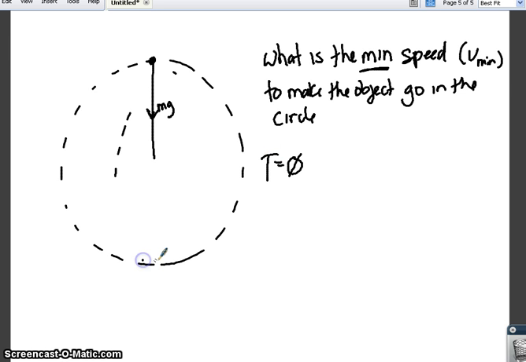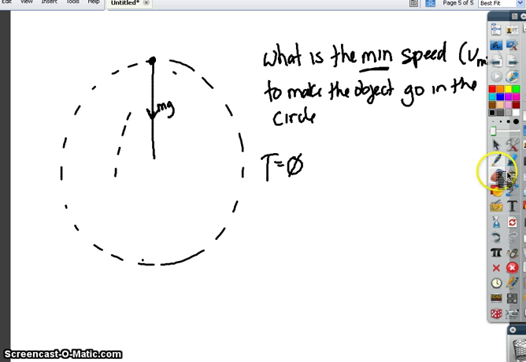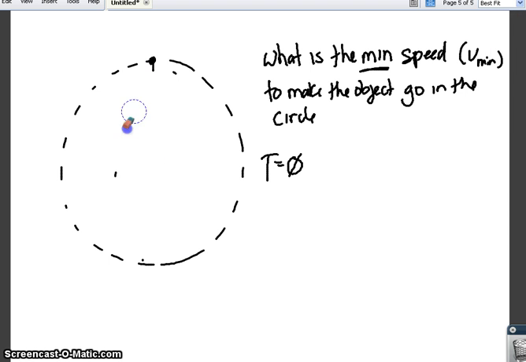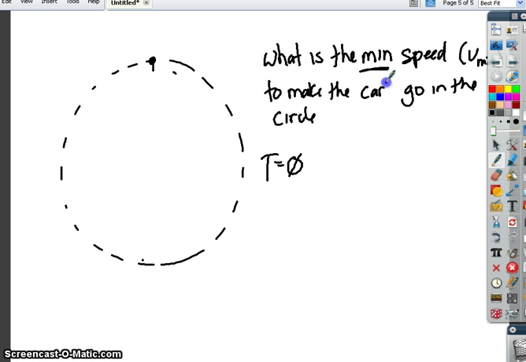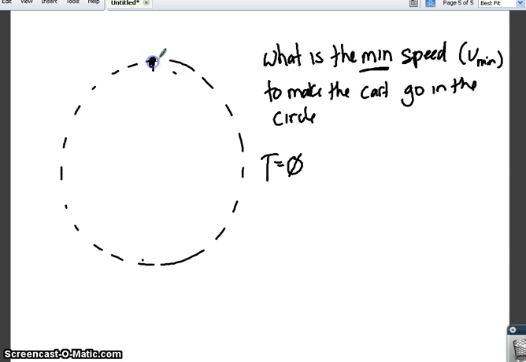Or if we were on a track, let's erase this piece right here. If we were on a track, and the question is what is the minimum speed to make the cart, or the roller coaster, go in a circle, at this point right here, this is when the cart would just come off the track. It would just make it to the top and then come around to the other side. So if it's just coming off the track, that means normal force is equal to 0.